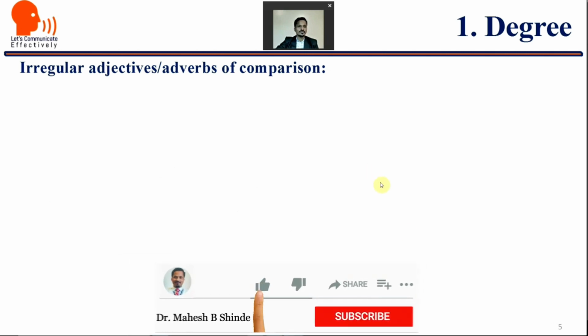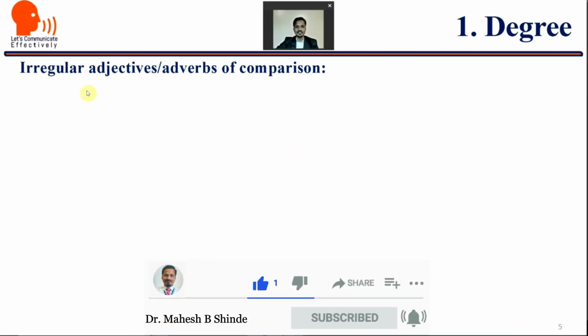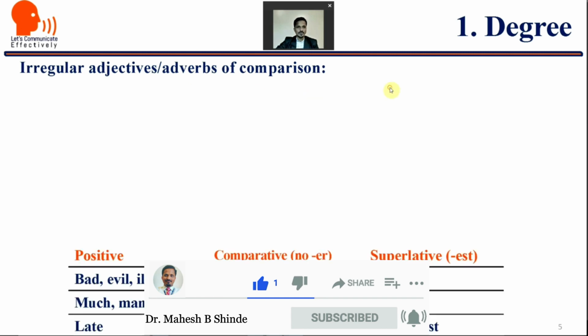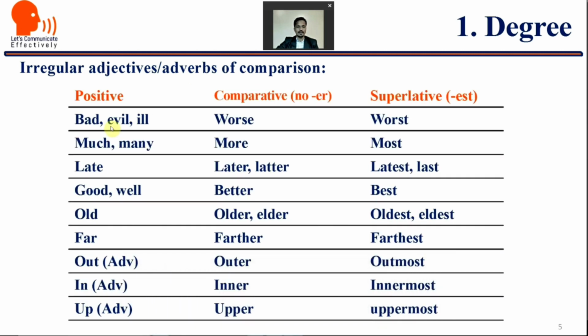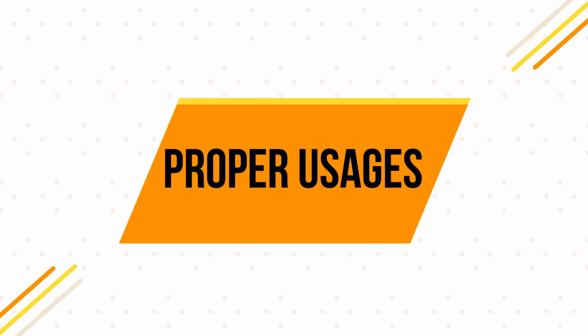Now when we think about degree, definitely there are many rules and we should keep them in mind, but it is very important to keep in mind some of the irregular adjectives and adverbs of comparison. What are those? So the irregular adjectives or adverbs, they do not take er or est in their comparative and superlative form. So for bad, evil, ill: worse and worst. Much, many: more, most. Late: later, latter, latest or last. Good, well: better, best. Old: older or elder, oldest, eldest. Far: farther, farthest. Out, adverb: outer, outmost. In: inner, innermost. Up: upper, uppermost.